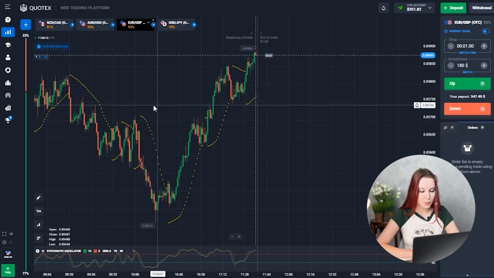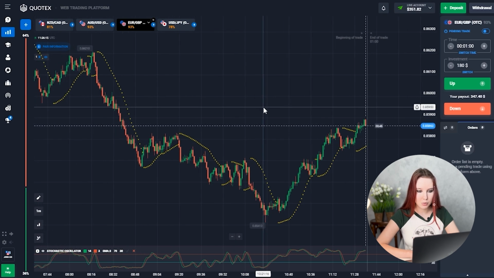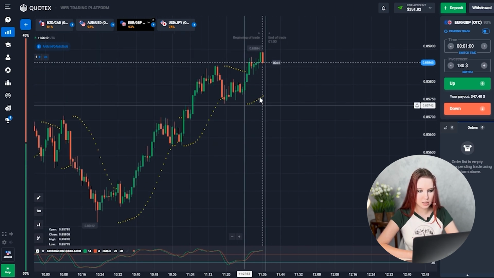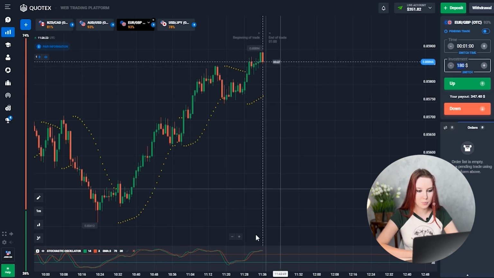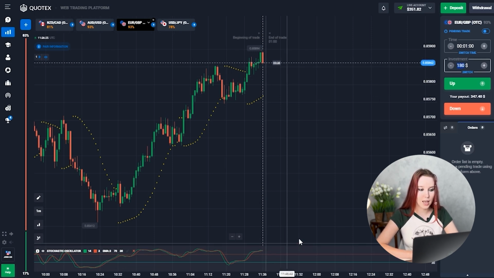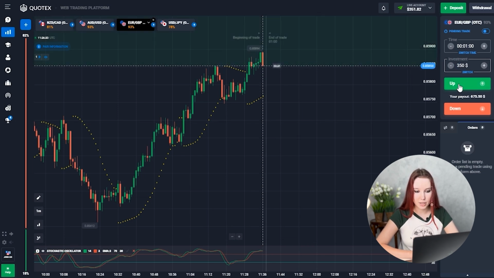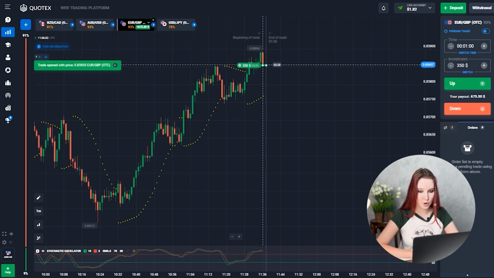Well, let's continue on the third currency pair, the euro and the British pound. What do we see here? Alright, we see a global uptrend. Yes, the candlestick is still above parabolic SAR, and I still think the upward movement will continue, despite the fact that stochastic is at an upward level. So 350 bucks investment and trade up. Let's go.